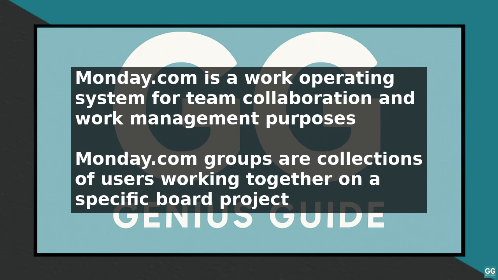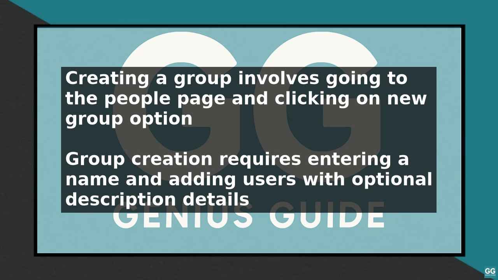One of the key concepts in Monday.com groups is the permission system. There are 4 permission levels: viewer, editor, creator, and admin. The viewer can only view the board. The editor can edit items. The creator can create new items. And the admin has full control over the board.